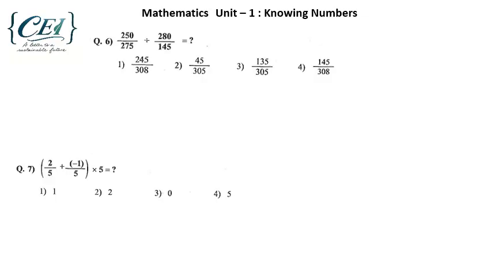250 divided. So we have to rationalize it. We have to reduce it. Okay. So first number is 250 upon 275. This is divided by 280 upon 148. So divide means we have to multiply this number by the reciprocal of 280 upon 145. So that is 145 upon 280.